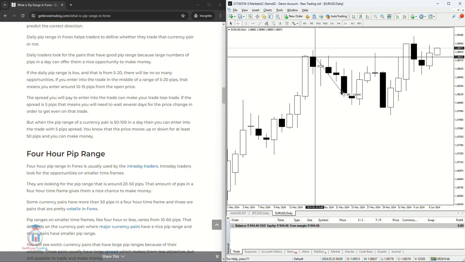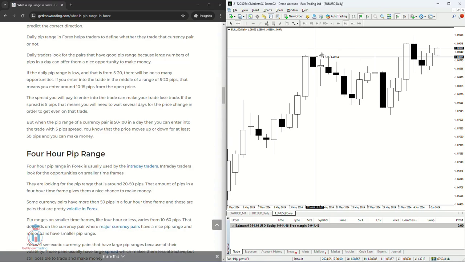If the pip average is 200 pips, that means that if you put your take profit at 50 pips, but the price goes 200 pips during the day on average, this will mean that you could reach your target very quickly in 1 day.